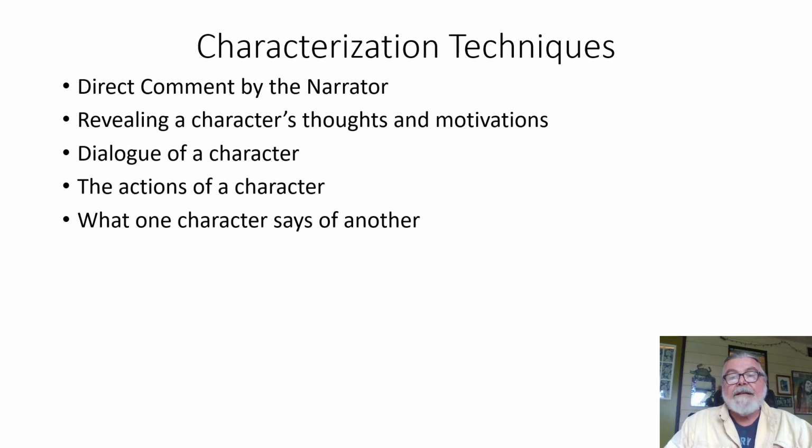Okay, we have 5 different techniques the author uses to develop a character. Direct comment by the narrator, where the narrator tells you something explicitly about the character. Or we can have the character's thoughts and motivations revealed, whether directly or indirectly. It could be direct comment by the narrator, it could be through his actions or his dialogue, and we learn about him. The dialogue of the characters themselves, whether it be the main character or other characters, and the actions of a character, what a character says, and what one character says about another.